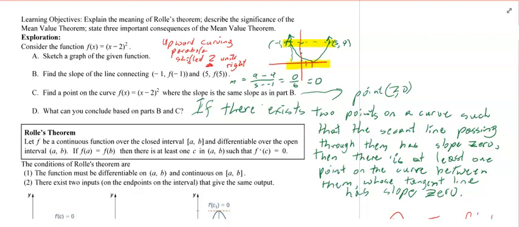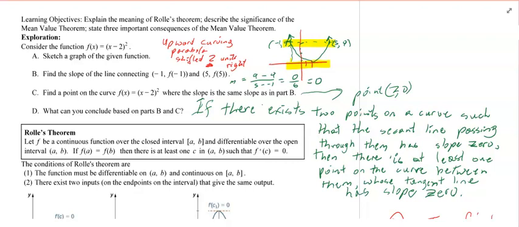Hello everyone. In this lesson we will be discussing Rolle's theorem and the mean value theorem. Learning objectives. Explain the meaning of Rolle's theorem. Describe the significance of the mean value theorem. State three important consequences of the mean value theorem.